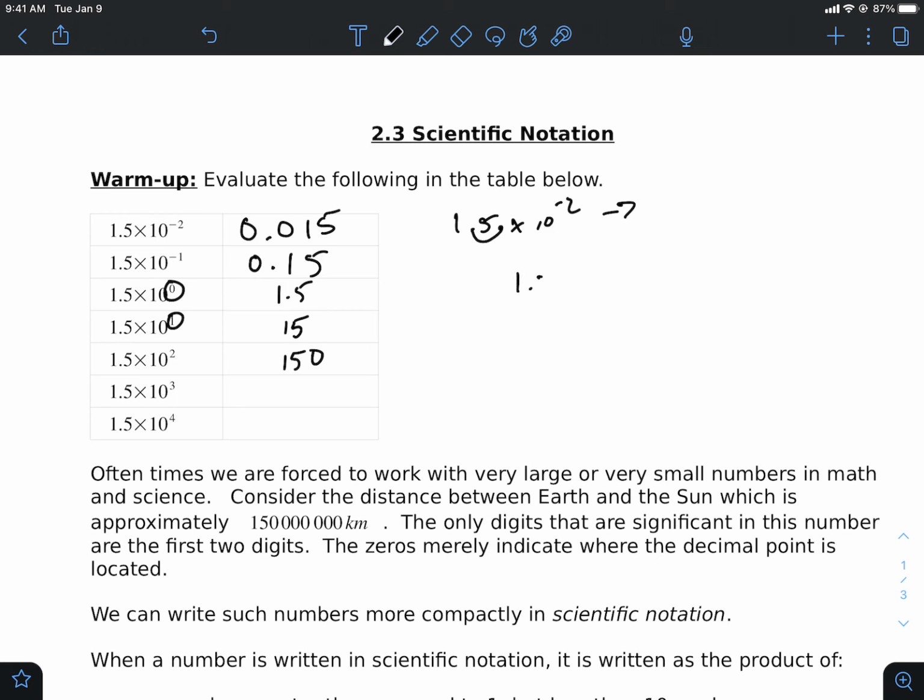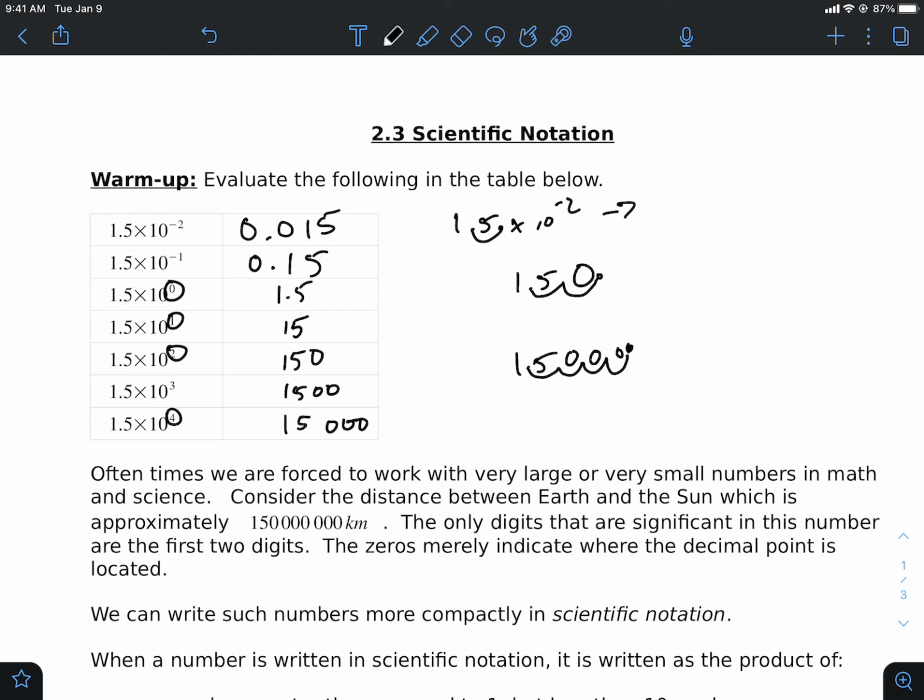Because if I took 1.5 and moved the decimal spot 2 to the right, 1, 2, 150. And 1500. And 15,000. I'll do the last one so we can see. 1.5. 1, 2, 3, 4. Put your decimal, fill in the bumps with zeros. 15,000. That's scientific notation.